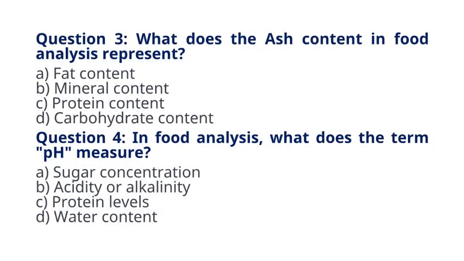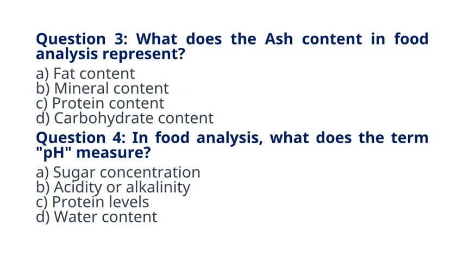Question 3. What does the ash content in food analysis represent? A. Fat content. B. Mineral content. C. Protein content. D. Carbohydrate content. The correct answer to question 3 is option B. Mineral content. Explanation. Ash content represents the mineral content left after complete combustion of organic matter.